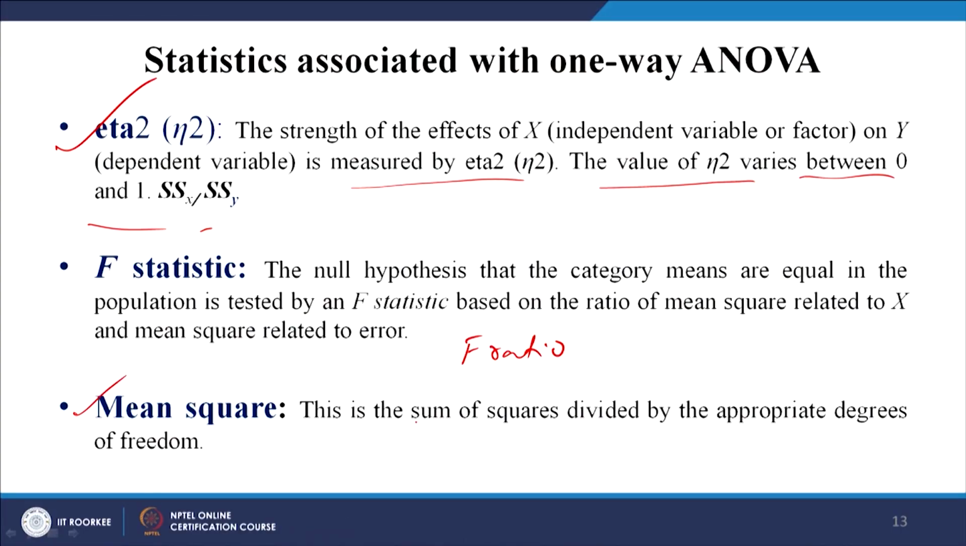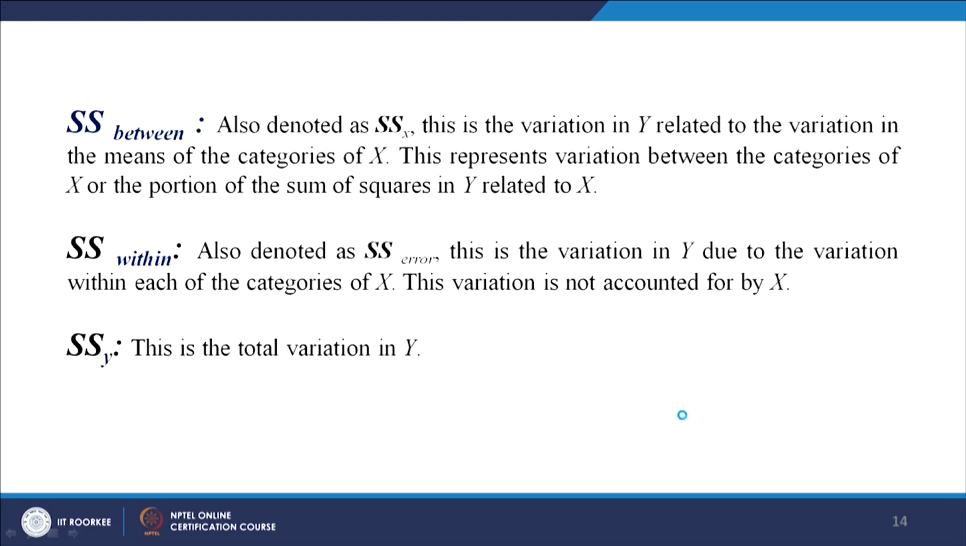If the F statistic is significant, that means there is some difference among the means of the population. But if it is not significant, that means we cannot say that there is a difference and we would accept the null hypothesis. Mean square, this is another term that is used, is the sum of squares divided by the degrees of freedom. Now, what it is I will slowly explain.